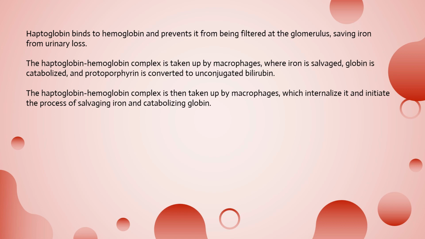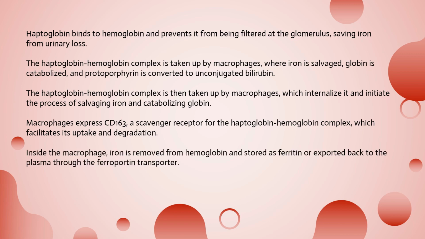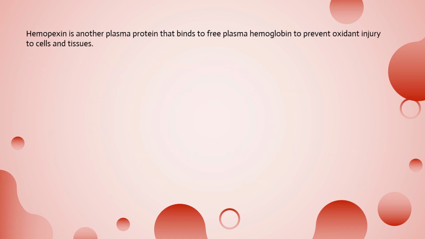Macrophages express CD163, a scavenger receptor for the haptoglobin-hemoglobin complex, which facilitates its uptake and degradation. Inside the macrophage, iron is removed from hemoglobin and stored as ferritin or exported back to the plasma through the ferroportin transporter. Globin chains are catabolized into amino acids, while heme is converted to unconjugated bilirubin, which is further metabolized by the liver. Hemopexin is another plasma protein that binds to free plasma hemoglobin to prevent oxidant injury to cells and tissues.